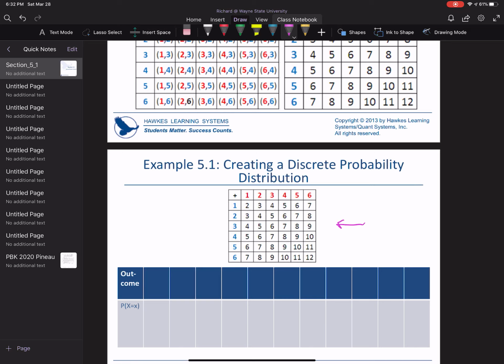So what do the sums range? Well, it looks like they go 2, 3, 4, 5, 6, 7, 8, 9, 10, 11, 12. Okay, so let's write them in here. There they are.